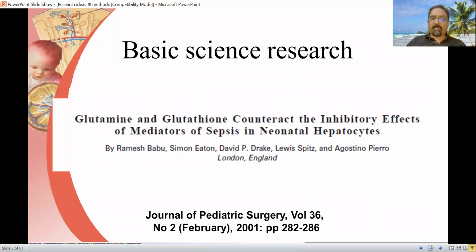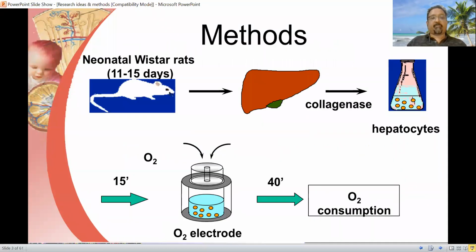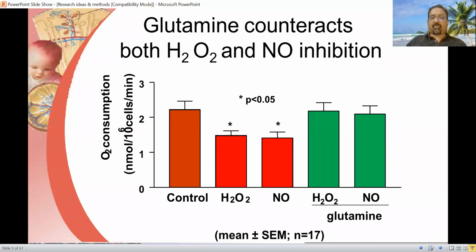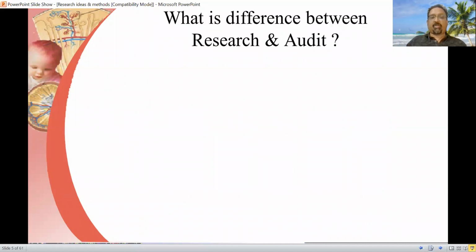And this is one of the basic science research projects which I had to perform in the United Kingdom. It involved handling neonatal rats, identifying and isolating the hepatocytes, incubating them with oxygen, and then adding various inflammatory mediators, and then demonstrating how glutamine is able to help the cells recover from the injury.